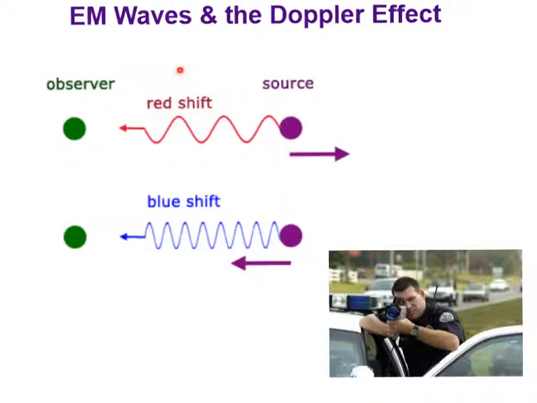So this is very useful for astronomers when they try to measure the motion of stars and other objects in space. Also, the Doppler effect is a useful tool for police officers and radar guns, such as this one right here. It helps measure the speed of cars.